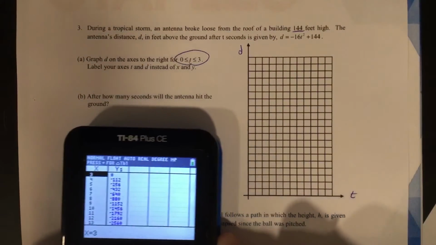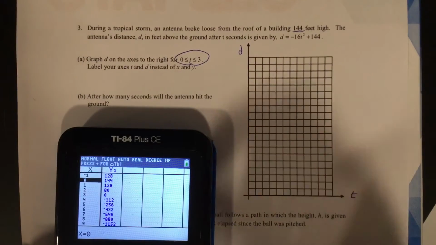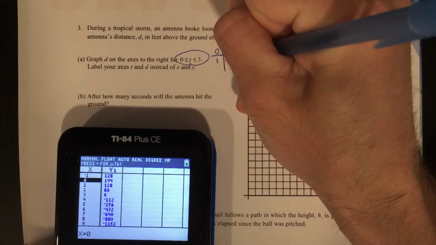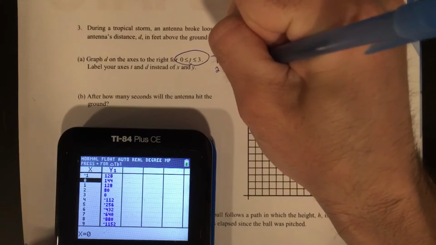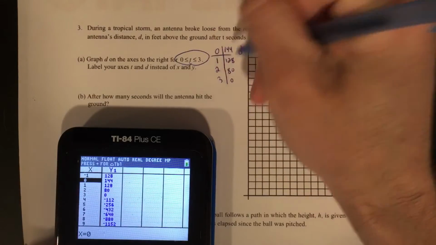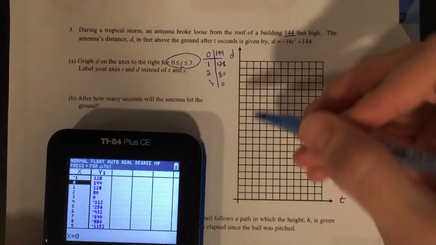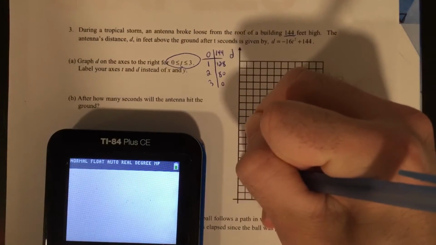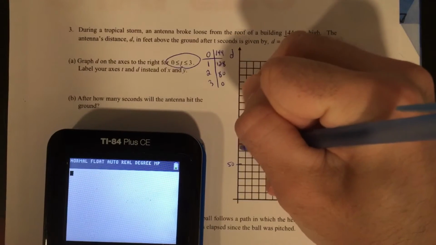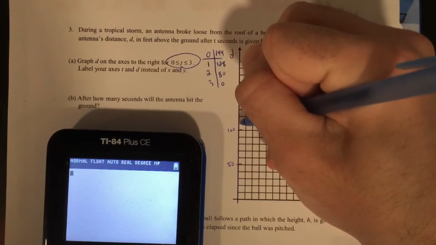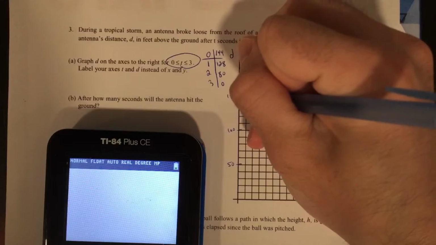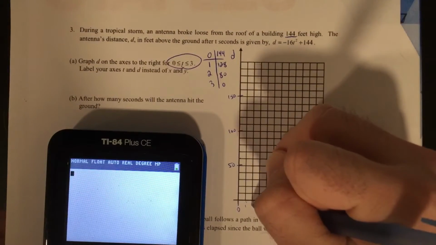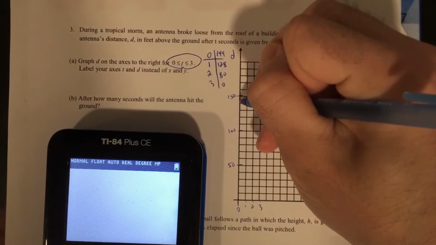I'm going to use second graph. 0, 144, 1, 128, 2, 80, 3, 0. Let's see, I go all the way up to 144. I'm going to go by tens again. 10, 20, 30, 40, 50, 60, 70, 80, 90, 100, 110, 120, 130, 140, 150. So at 0 seconds, it was 144.